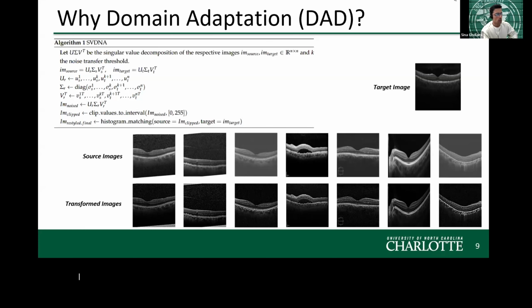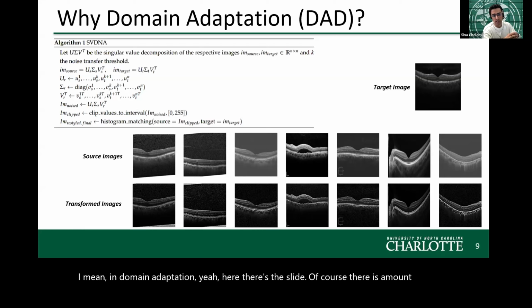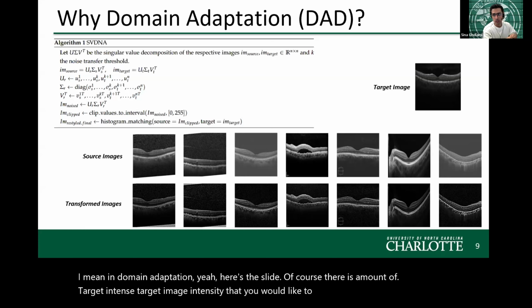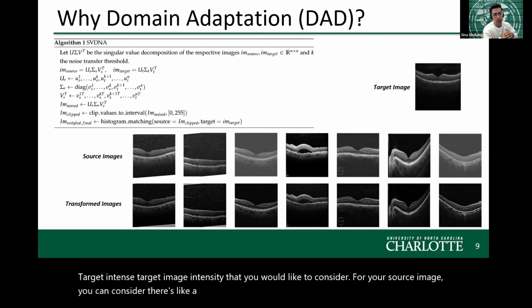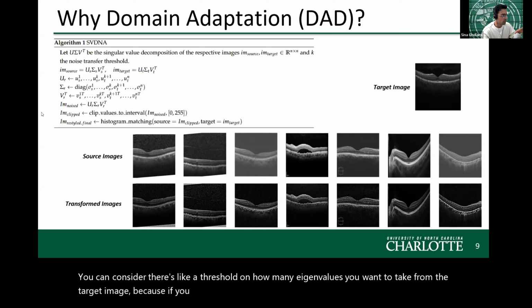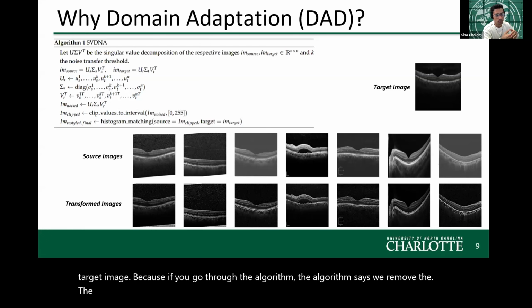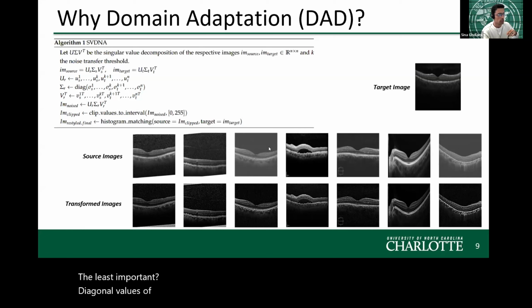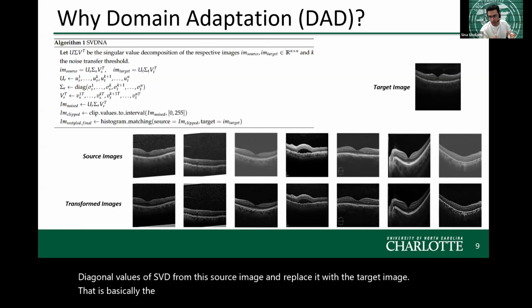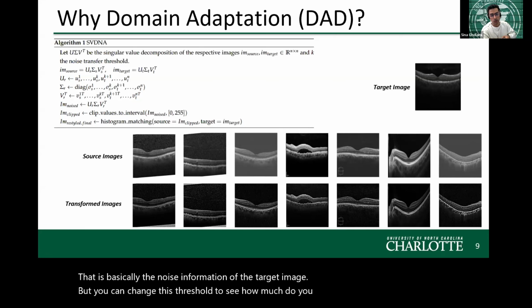In domain adaptation, yeah, here there's the slide. Of course, there's the amount of target image intensity that you would like to consider for your source image. There's a threshold on how many eigenvalues you want to take from the target image. If we go through the algorithm, we remove the least important diagonal values of the SVD from the source image and replace them with those of the target image. That is basically the noise information of the target image. But you can change this threshold to see how much you want your images to adapt to the target image.